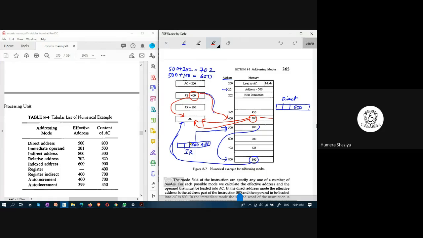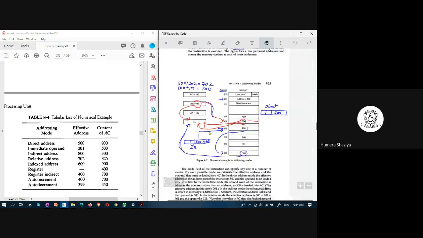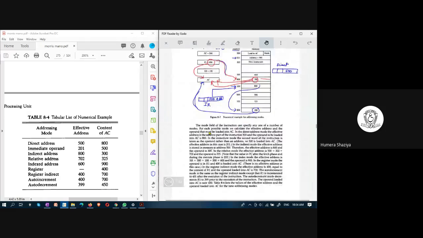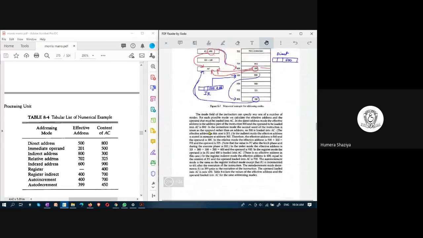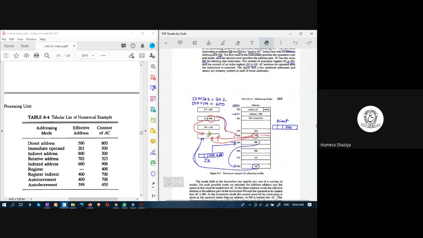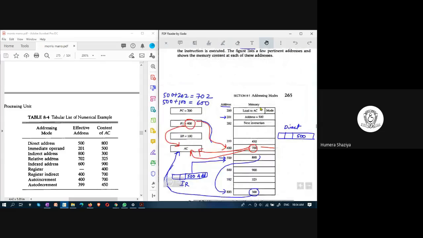This is the numerical example of addressing mode. I think you all are not very clear with this. So let us discuss them once again. Students, what is that you are not able to understand? Is it clear or not? If not, what is not clear?